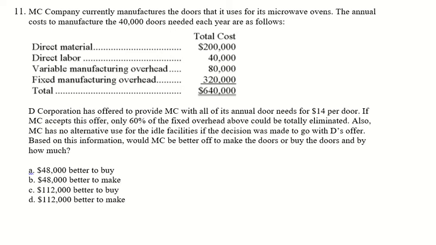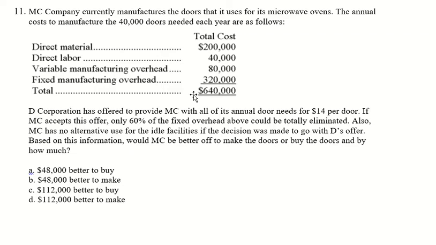Remember, going back to those slides, I only want the $14 for the door on the right side, for the buy side, and that's all I want, the $14 on that right side. If MC accepts the offer, only 60% of the overhead could be totally eliminated. So 60% is the part that's specifically for this product and could be eliminated. That's the only relevant part for this problem, like I said before.